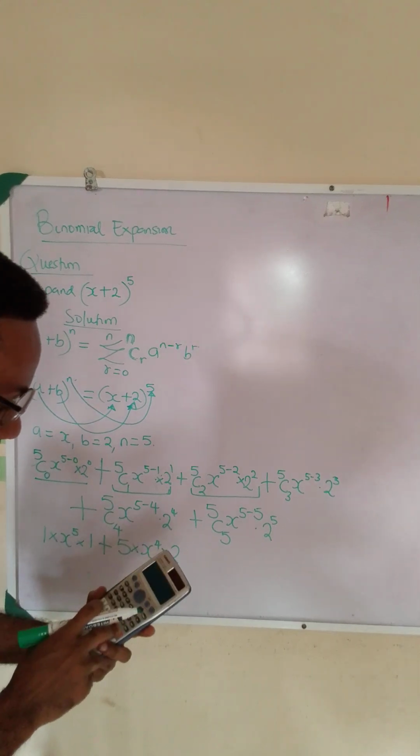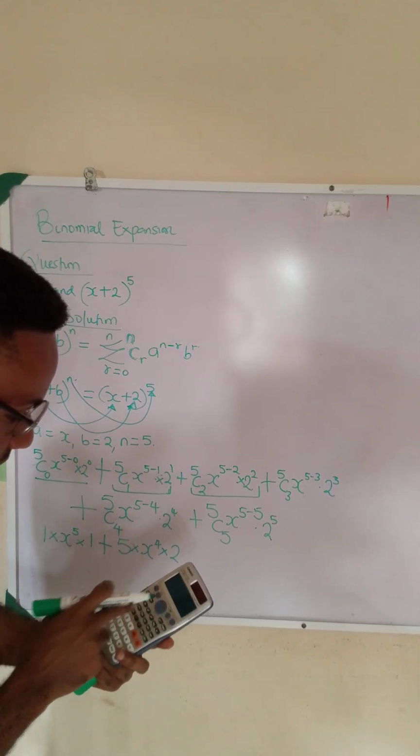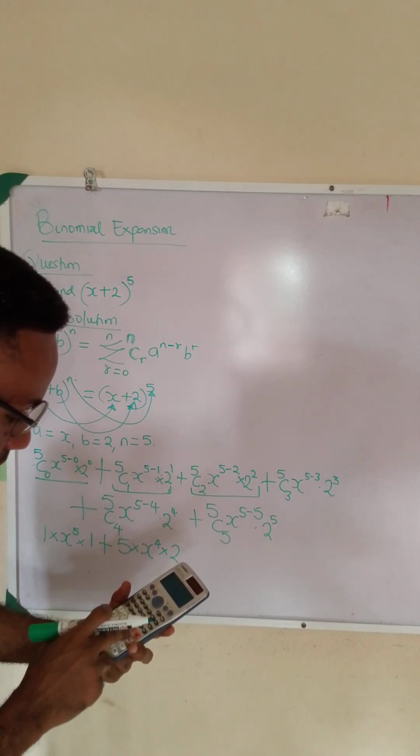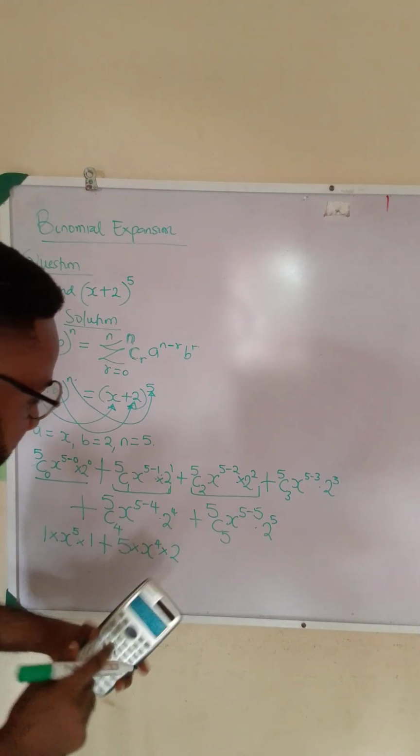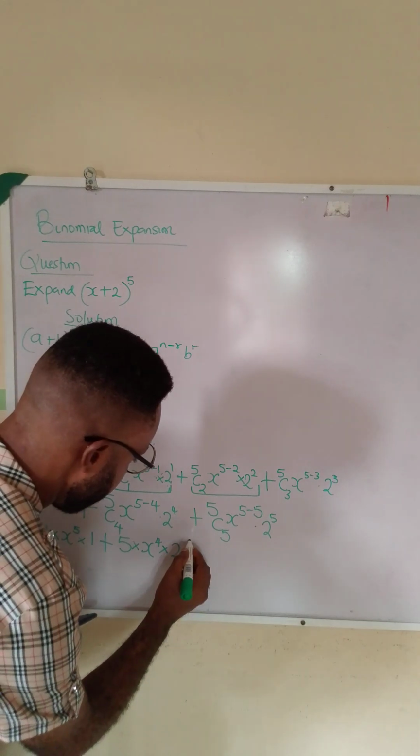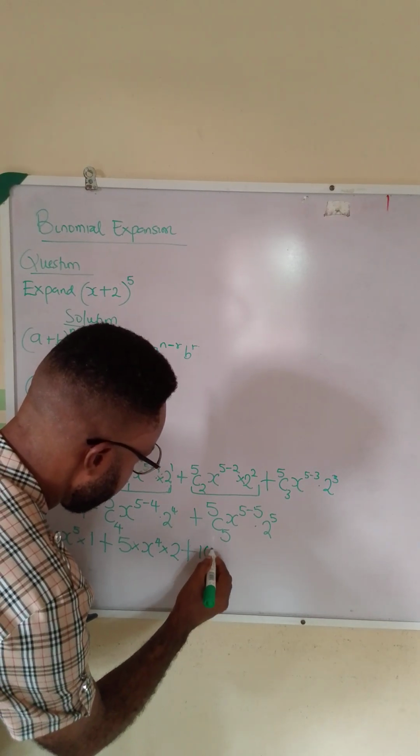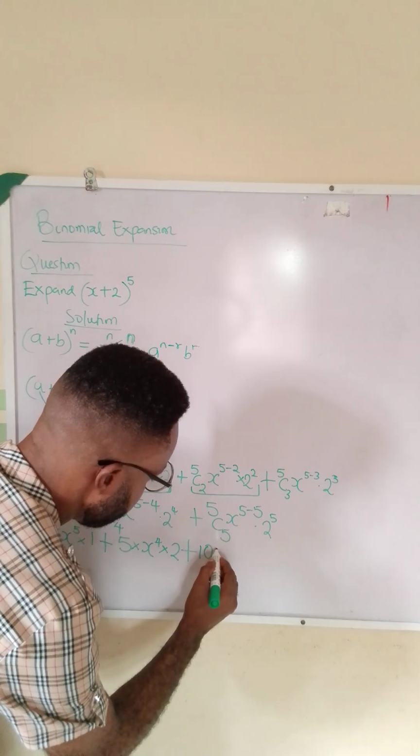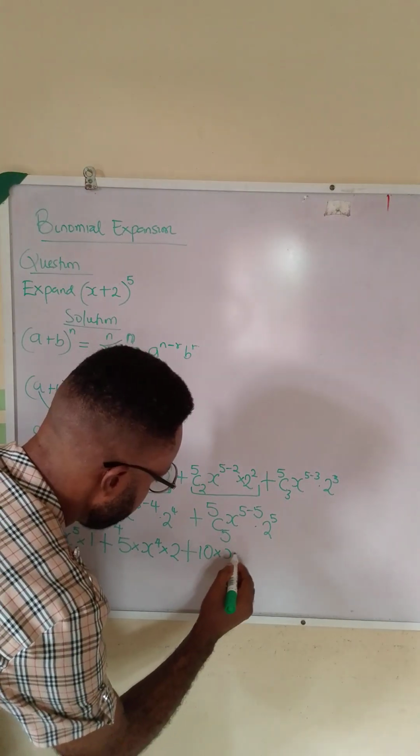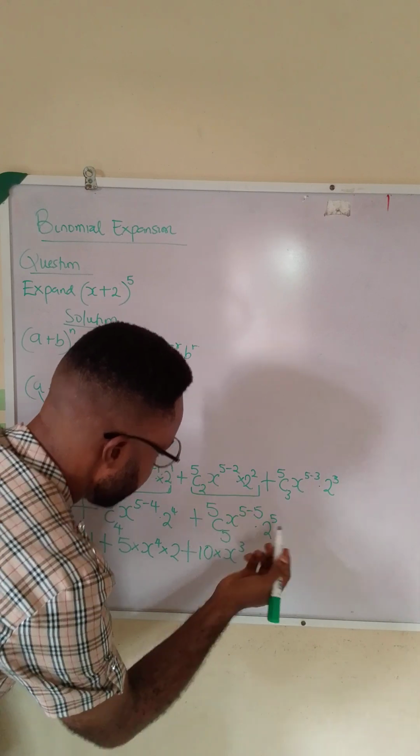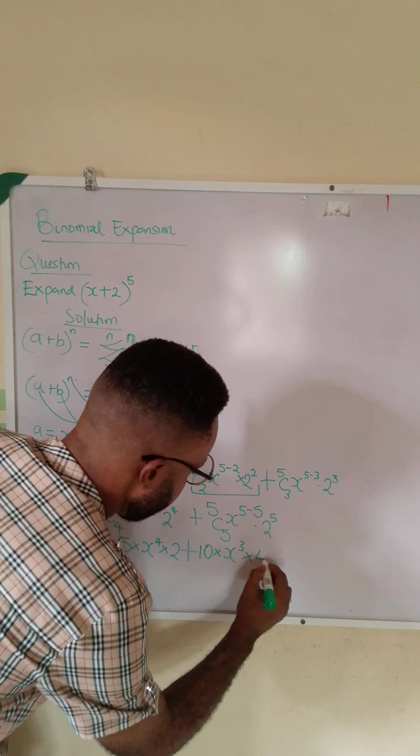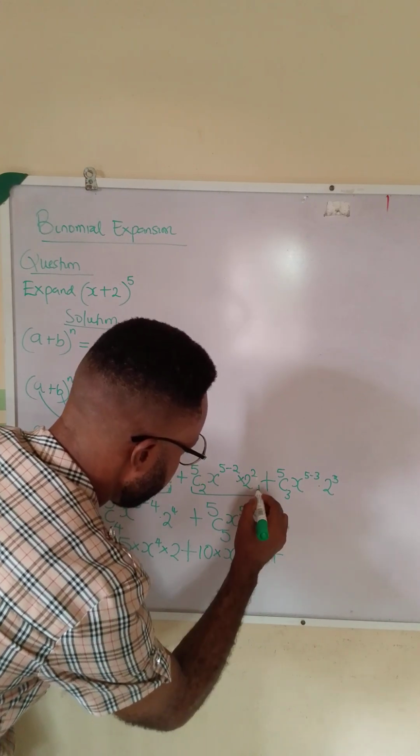So 5 combination 2. So 5 combination 2 here gives us 10. So we have plus 10. Then we have x raised to power 5 minus 2. So that will give us times x raised to power 3, because 5 minus 2 is 3. Times 2 raised to power 2 is 4. So we have times 4. Plus we are done with this now.